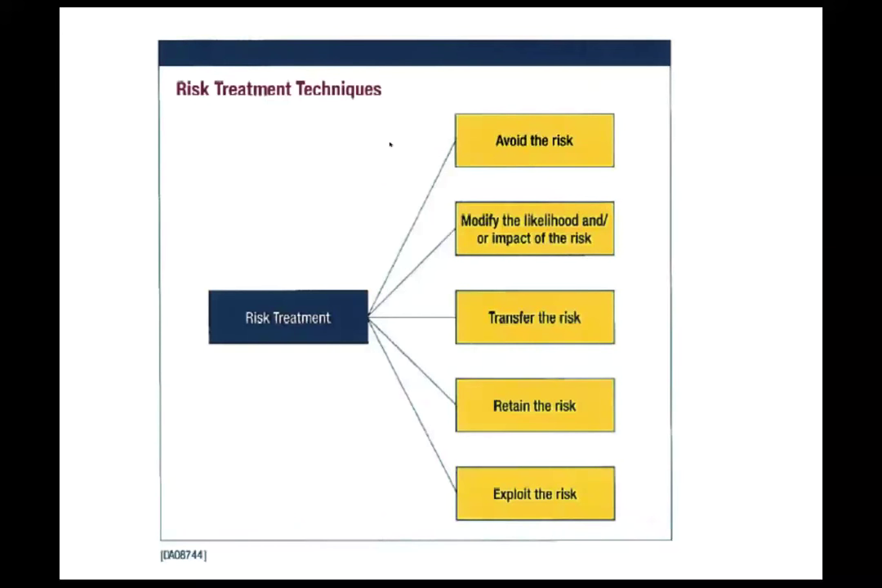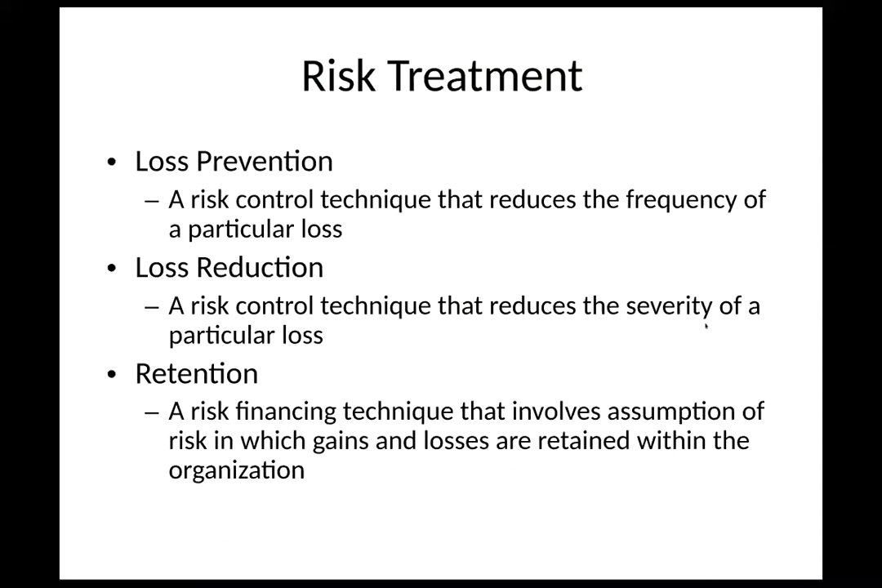So this is basically the graphical figure that we just talked about. Avoid the risk, modify the likelihood and/or impact, transfer, retain, or exploit the risk. So when we talk about risk treatments, loss prevention, what is that? A risk control technique that reduces the frequency of a particular loss, right? So prevention focuses on frequency, loss reduction focuses on severity, focuses on the cost.